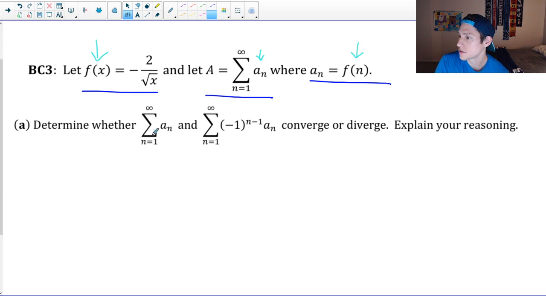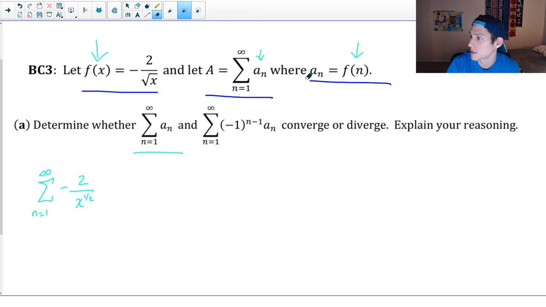So determine whether the series from 1 to infinity of a_n and the series with this negative 1 to the n minus 1 converge or diverge. Explain your reasoning. Okay, so let's just start with this one. a_n, but again, a_n is f of n, which is just f of x but with an n, so negative 2 over square root of x, except I'm going to write this as x to the 1/2. Or actually, since we're talking about n, we'll do n to the 1/2.